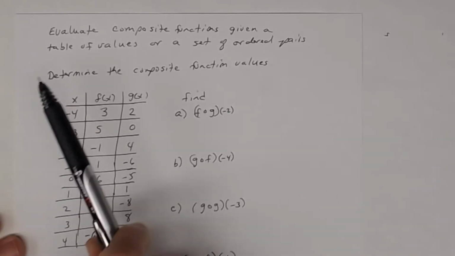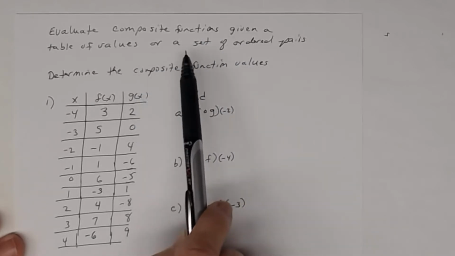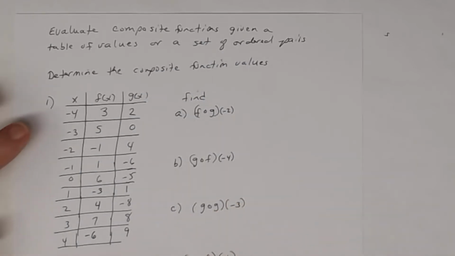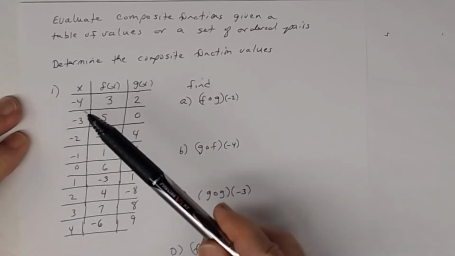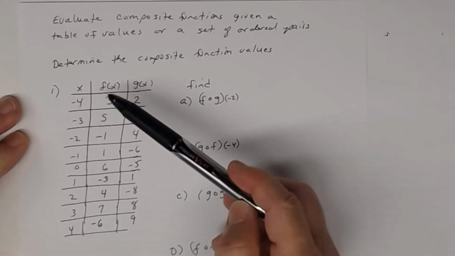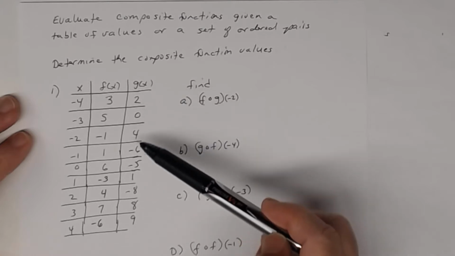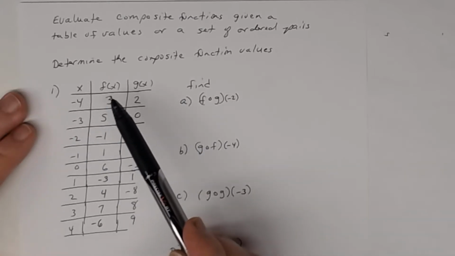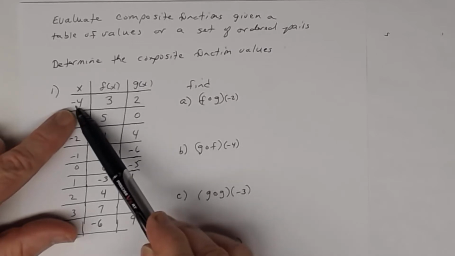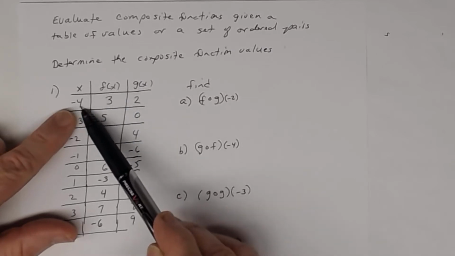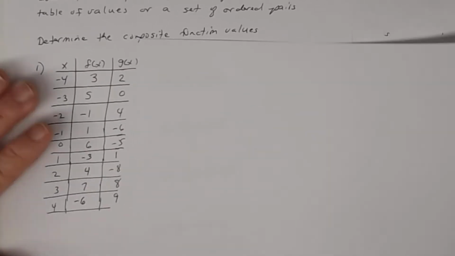In this lesson, we're going to evaluate composite functions where we're given a table of values or a set of ordered pairs. So the first example is a table of values. Notice it looks like a table. You have the x coordinate, you have the function value for f of x, and then you have g of x. Let's make sure you understand how to read this. Basically, that's saying that when x is -4, f of -4 is 3. Make sure you understand how to read this table.